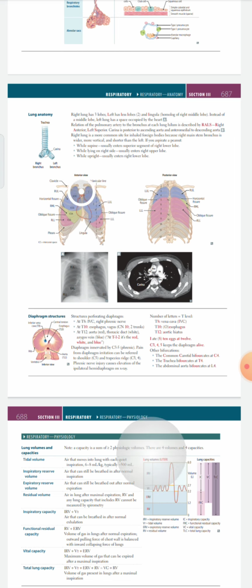The trachea bifurcates at the level of T4, where a cartilaginous ridge called the carina divides it into the right bronchus and left bronchus. The right bronchus is wider, more vertical, and shorter than the left. So any inhaled foreign particle has a higher chance to go into the right side of the lung, because the right main bronchus is wider, more vertical, and shorter than the left.